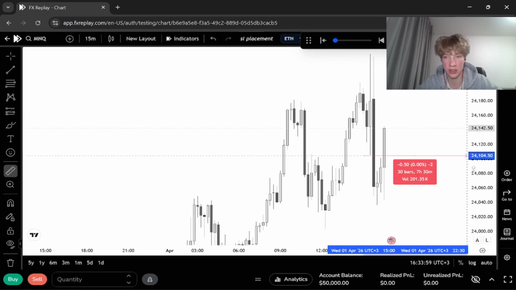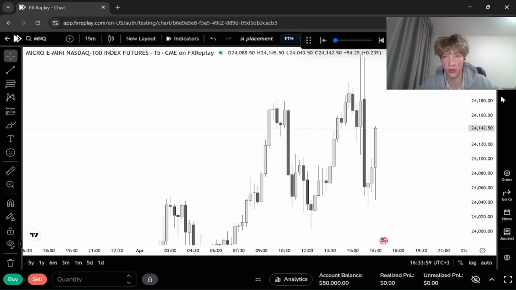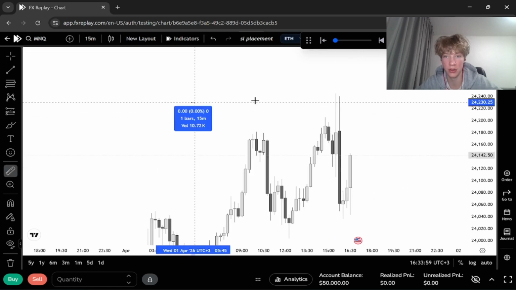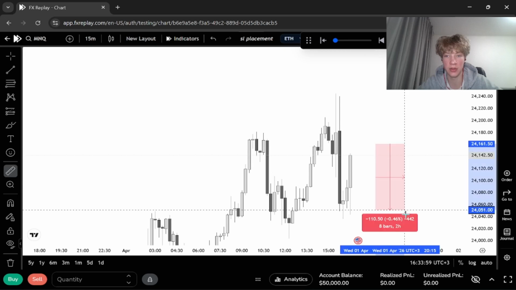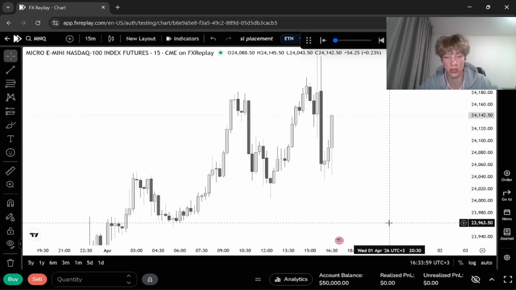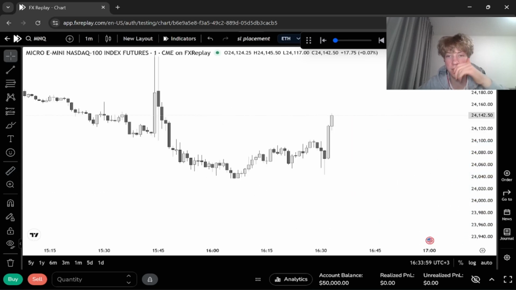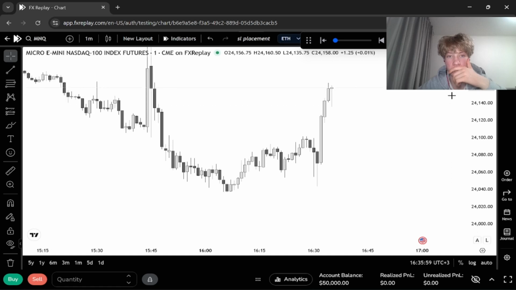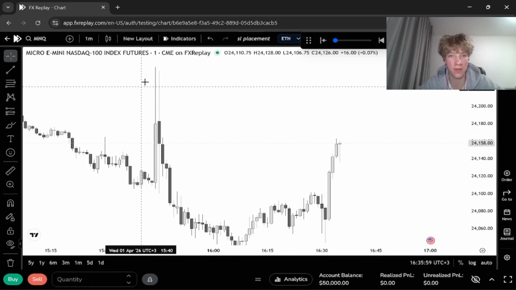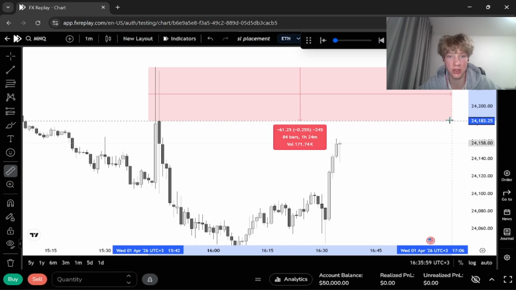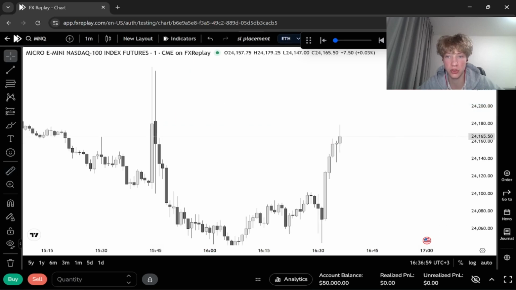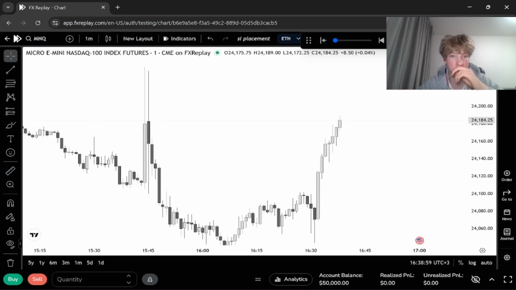We are inside this gap. We are moving higher. We might be going for this liquidity and then we can catch maybe some shorts to the downside. And if we have a reaction off this rejection block to the downside, then we can also take some shorts. So let's just see.